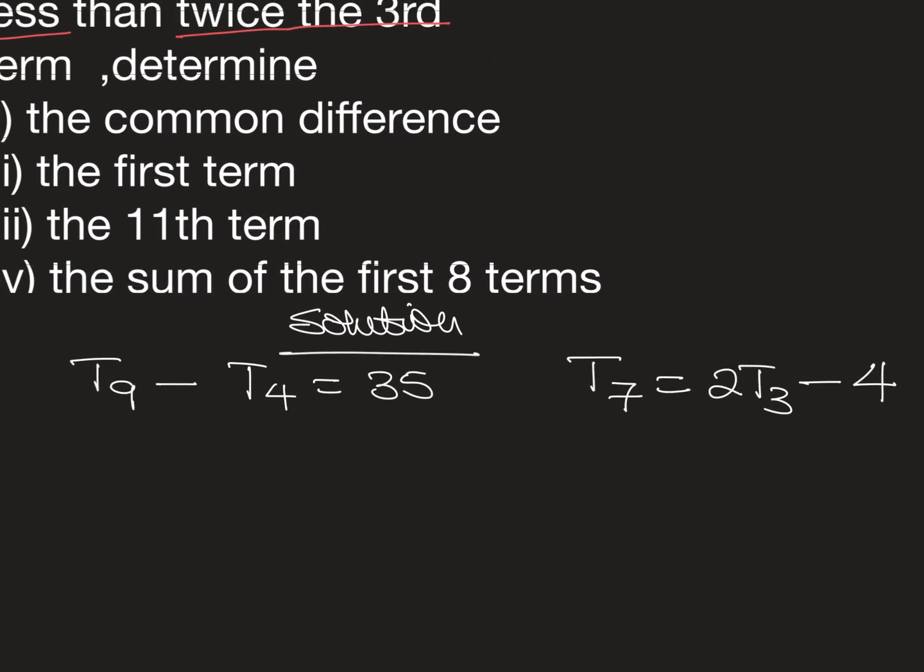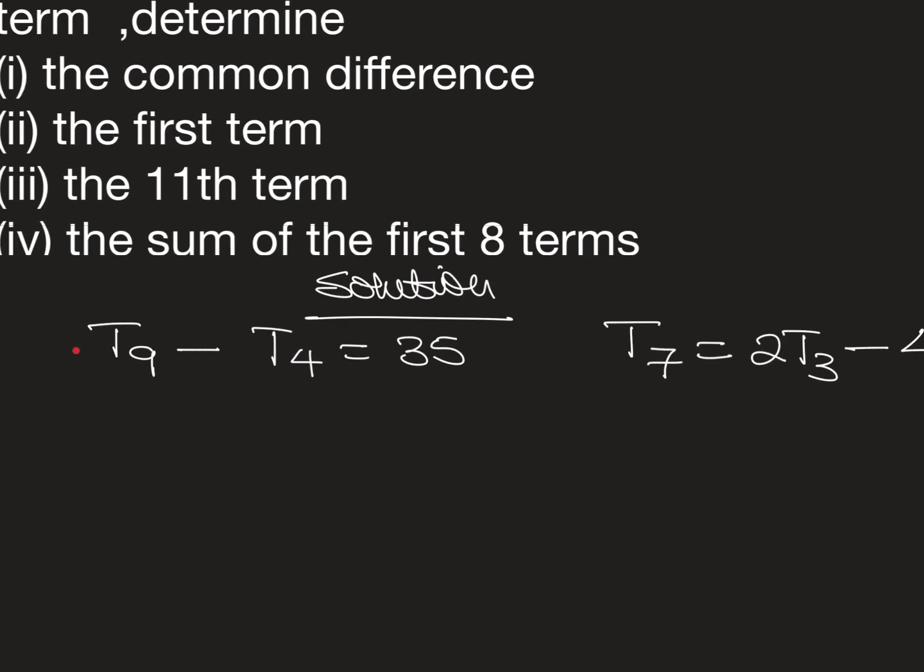Okay, so which means this is the expression that we have. The difference between the 9th term and the 4th term is 35. The 7th term is 4 less than twice the 3rd term. So this is how you're going to build up the equation. 4 less than twice the 3rd term means twice the 3rd term minus 4. I know that could appear a bit confusing, so that is it. 4 less means whatever that is, it has to be minus 4.